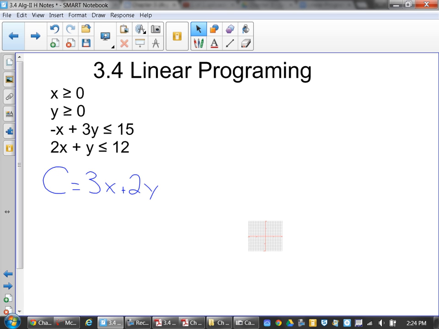And I'm going to find the maximum, minimum of our objective function. Our objective function, our constraint, is always given to us as the equation C equals something. In the homework tonight, it's going to be given to you. The constraint function changes. It's C equals something: 3x plus 2y, -x plus 7y, whatever. All right, it's just going to be given to you. You're going to find the maximum and the minimum value of that function given the following constraints above it. All right?